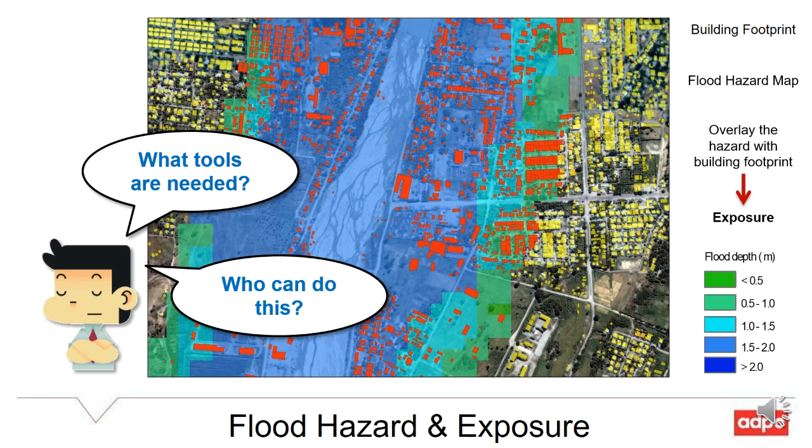And now we have a query like what tools are needed and who can do that. Of course, the tools are mostly the hazard analysis tools, GIS tools, and others. Along with, we will need a multidisciplinary team, including engineers, hydrologists, and socioeconomic analysts, and so on, to come up with all this hazard analysis, hazard vulnerability, and risk assessment.